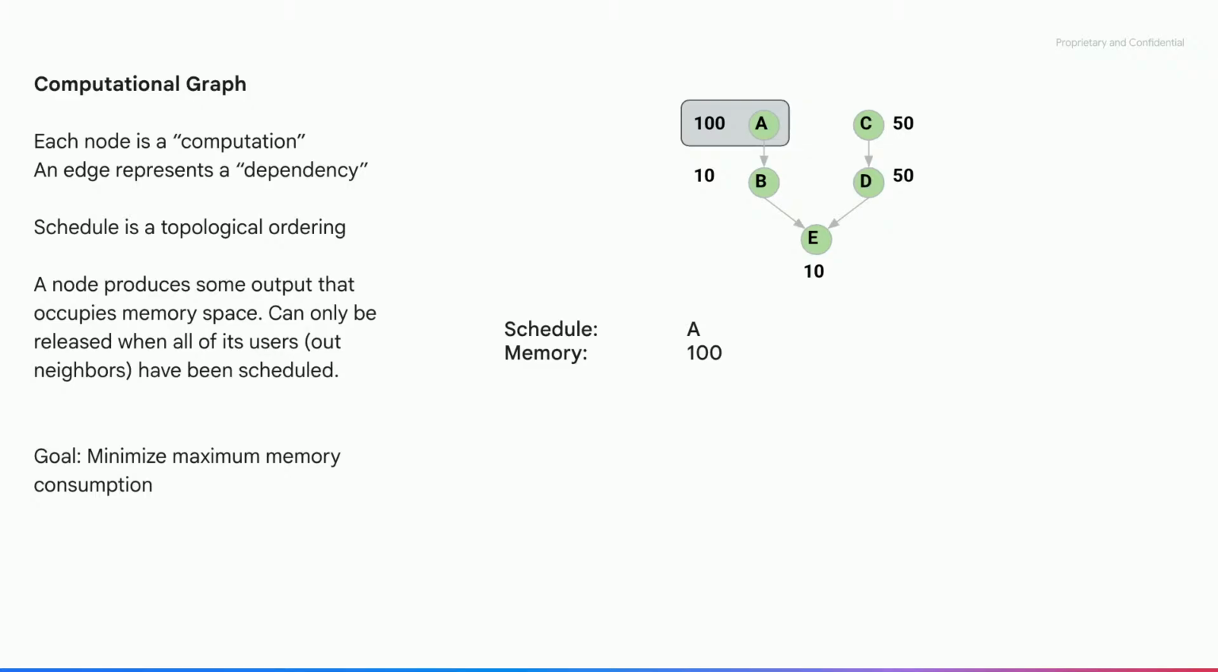This produces a size 100 output. So your memory consumption is currently 100. Then you start doing B. So now you need to keep both A and the output of B in memory at the same time. So your memory is now 110.